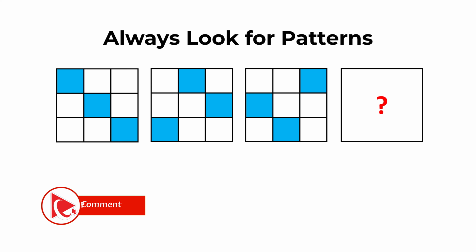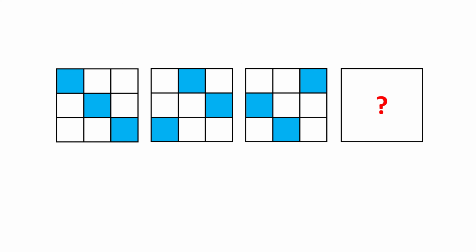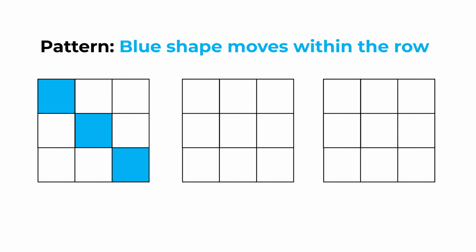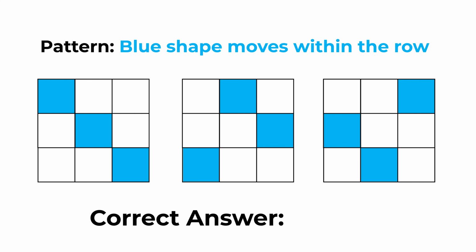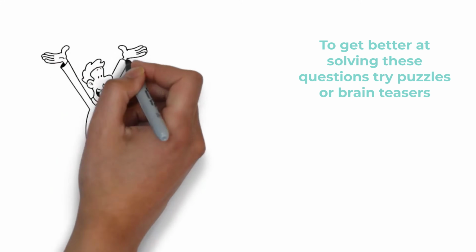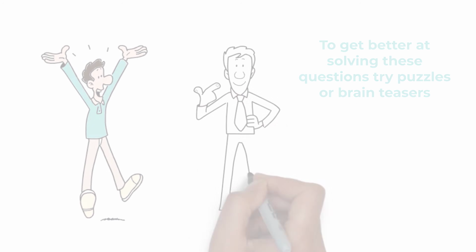What you need to know to answer this particular question is that the blue shape moves within the row of the larger shape. In each row, the blue shape moves from left to right, one step at a time. And once the blue shape reaches the end of the row on the right, it reappears on the left. So the correct answer here is choice D. Hopefully you've nailed this question and now know how to answer similar problems on the test.